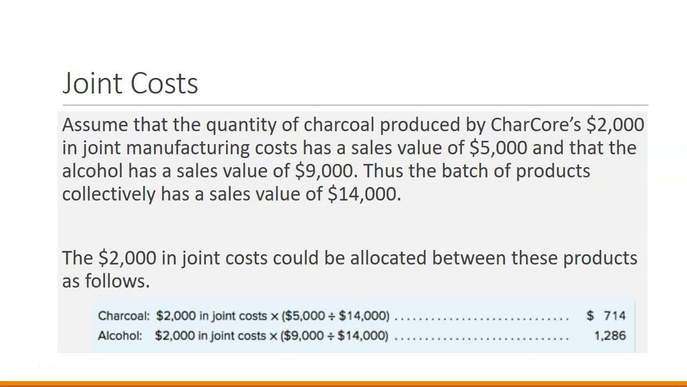So when we're looking at these, we have joint costs of $2,000, and the charcoal has a sales value of $5,000, and the alcohol has a sales value of $9,000. Thus, collectively, we have a sales value of $14,000. What we would do then is figure out the percentage of sales value for each product by taking their sales value divided by the total sales value of both products combined. We then allocate those joint costs based on the percentage.